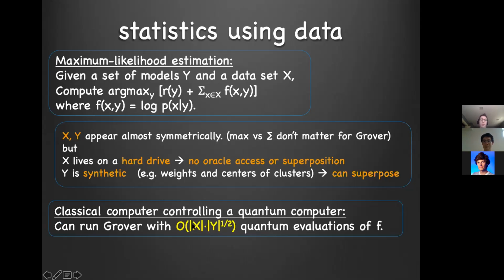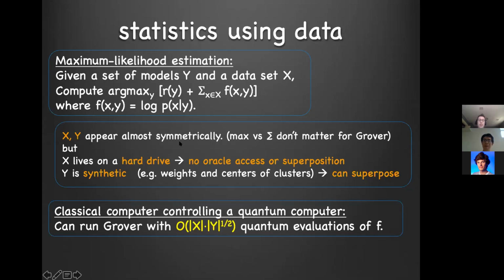So the runtime would go like the size of x times the square root of the size of y. What that would look like is the outer loop is maximizing over y. Technically, the algorithm is due to Dürr and Høyer, but I'm just going to call it Grover because it uses similar ideas. So you'd have this search over y in the outer loop.